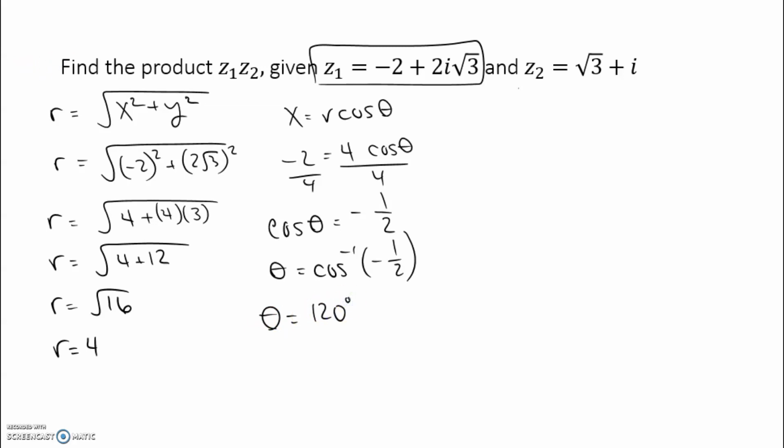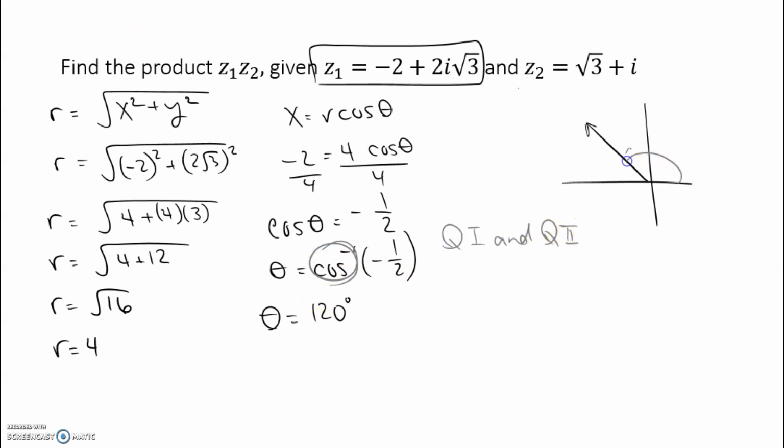Make sure that's the theta that you need. Our x is negative and our y is positive. X is negative, y is positive. We are in the second quadrant, which the inverse of cosine will give you answers in quadrant 1 and quadrant 2. So this 120, yes, that is in quadrant 2, so we don't have to change anything for that one, so that's fine. Okay? So then we go back and we do the same thing for the second complex number.